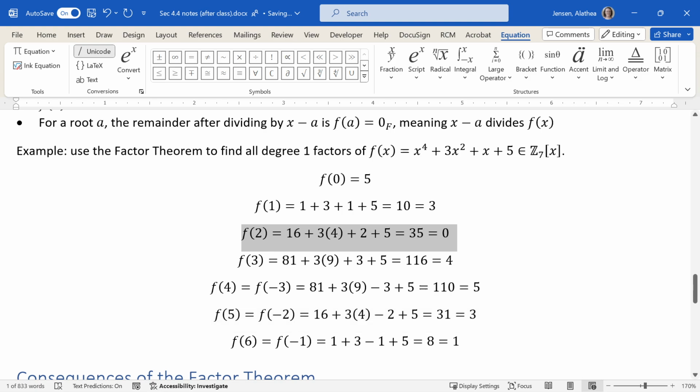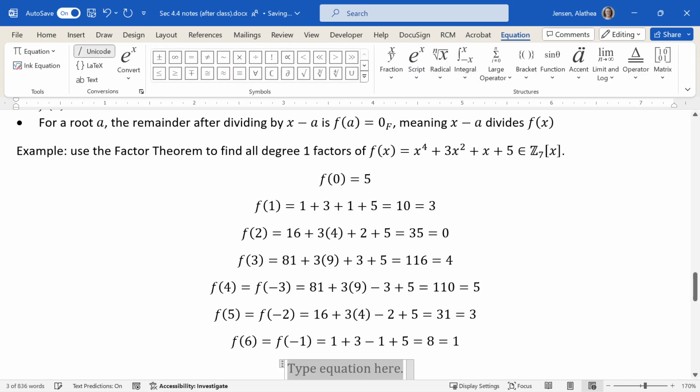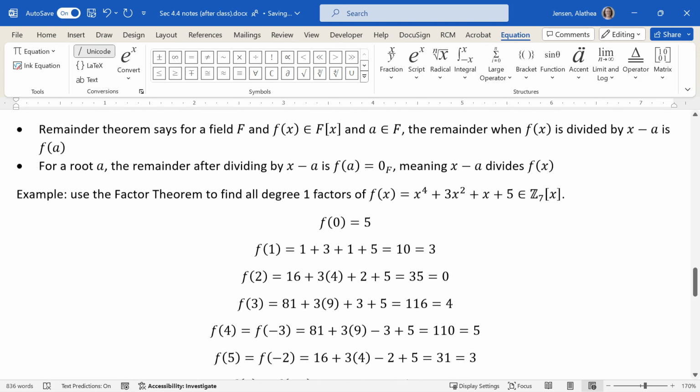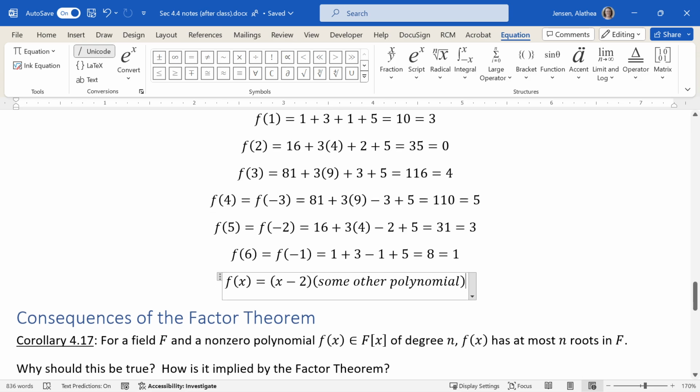So the only linear factor that this polynomial would have is x minus 2. We can conclude that f of x equals x minus 2 times some other polynomial. That's pretty much all I wanted to say about that theorem. It is also possible that there could be more than one factor of this, like we could possibly have x minus 2 squared, but we can't have any other linear factors.